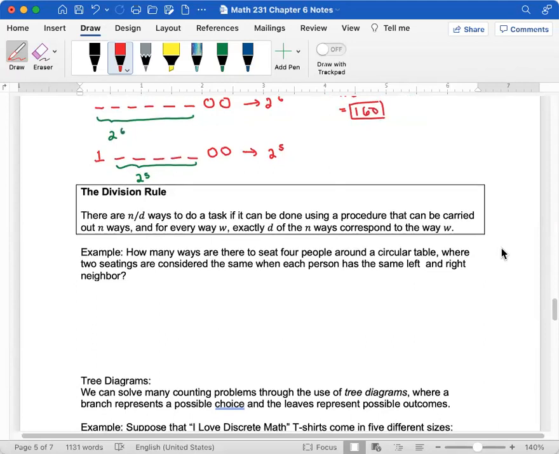And a seating arrangement is considered the same if each person has the same person on their left and their right. So if we just looked at all the possibilities, like if you literally got some cards and put 4 names on them and sat them around a table.